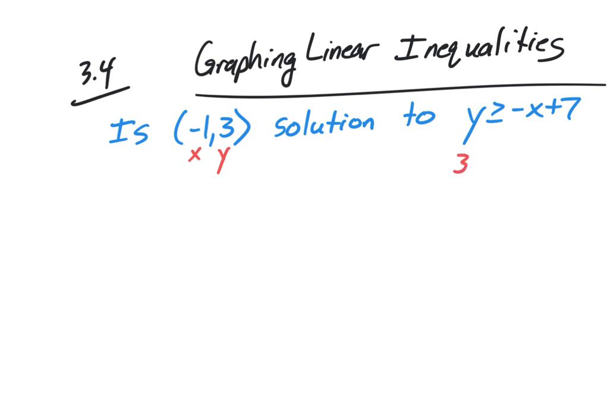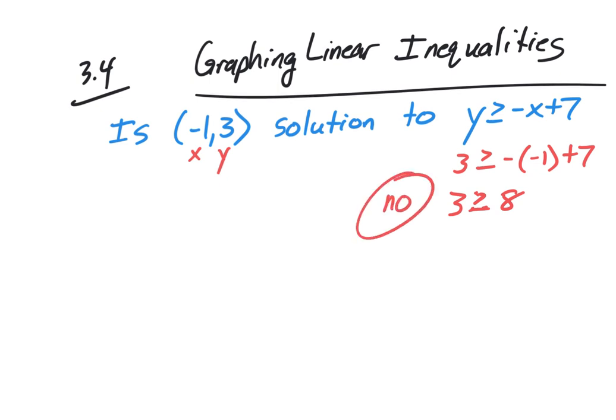So 3 goes in for y. Now, here's where you got to really be careful. Signs make the difference, right? The opposite of -1 or minus a -1, however you want to read it, same thing basically. 2 negatives make a positive, so that's really 1 plus 7, which is 8. So we just need to answer the question, is 3 greater than or equal to 8? No. Okay. And so that would be a simple no. If this number does satisfy it, then we would obviously say yes.